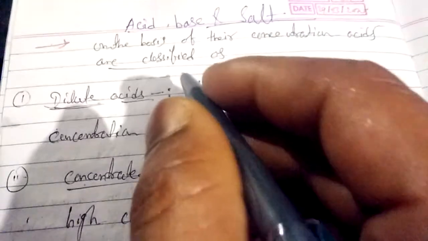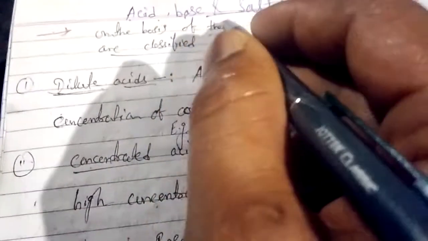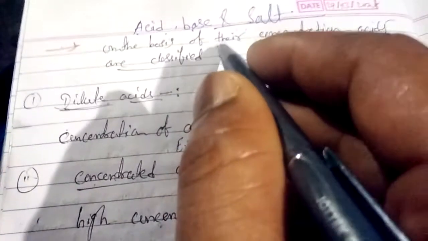Today we'll discuss acid, base and salt. This is the chemistry of class 10, chapter 2: acid, base and salt. In the previous lecture we have discussed acid.